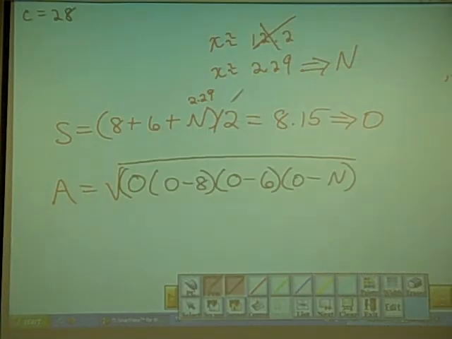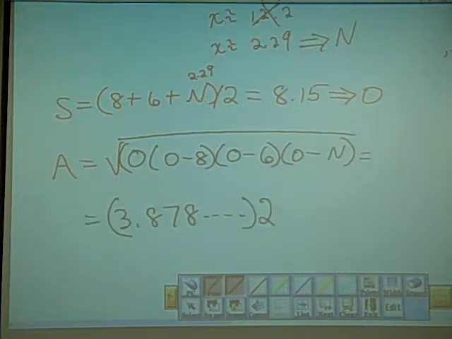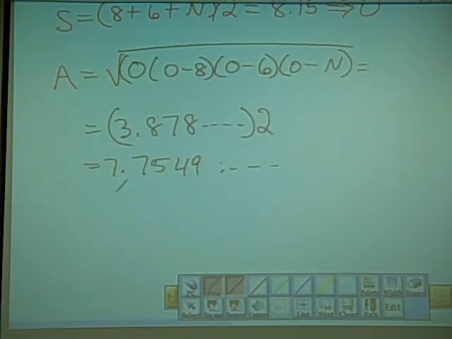And I tried that in the calculator. Okay, so for an answer we got 3.878. We multiplied that times 2, and we got 7.7549, and it goes on. Round that off to the nearest hundredths, and we get 7.75. And I put that in the WebAssign, and it came up to be the correct answer. And that's how you do that problem.